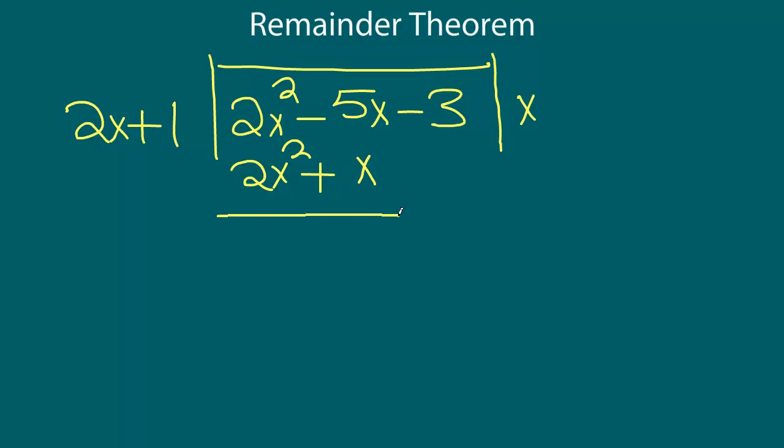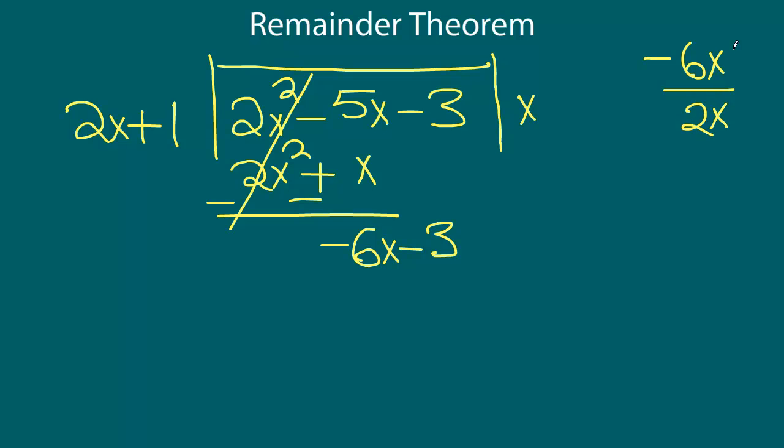And now when we subtract, so this cancels out. So minus 5x minus x is minus 6x. This 3 will come down, minus 3. Minus 6x by 2x. So if we have minus 6x, we divide that by 2x. So we get minus 3. So our next term is minus 3. When we multiply this, we get minus 6x. Minus 3 plus times plus 1 is minus 3.